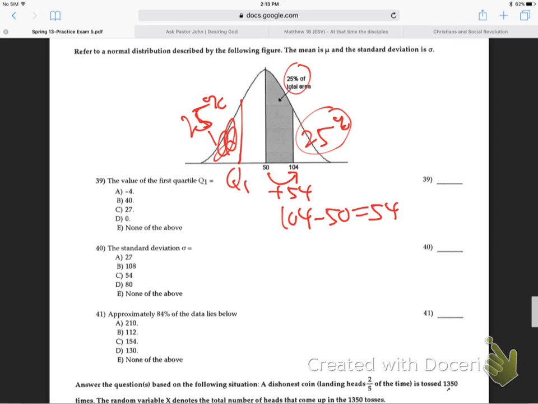Am I going too quick? See what I'm figuring out there? So to the right of the middle is 50%, so 25, 25. And the jump to that spot is 54, just by subtracting them. That means the jump the other way must be the same thing, just minus 54. So 50 minus 54, negative 4, is where the Q1 must be. A little tricky there. Is that okay?